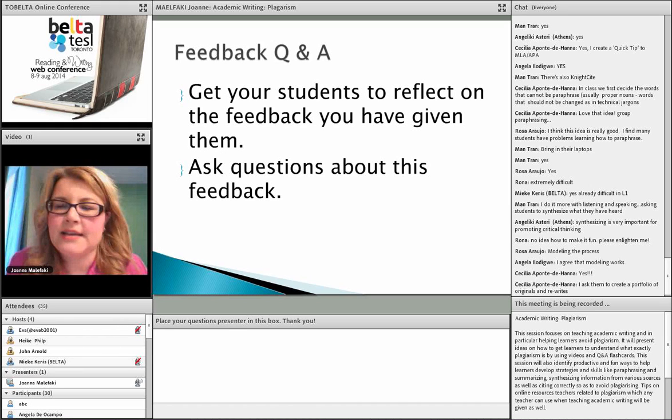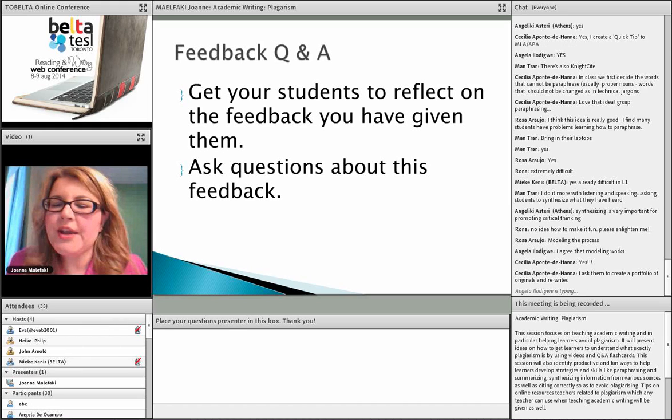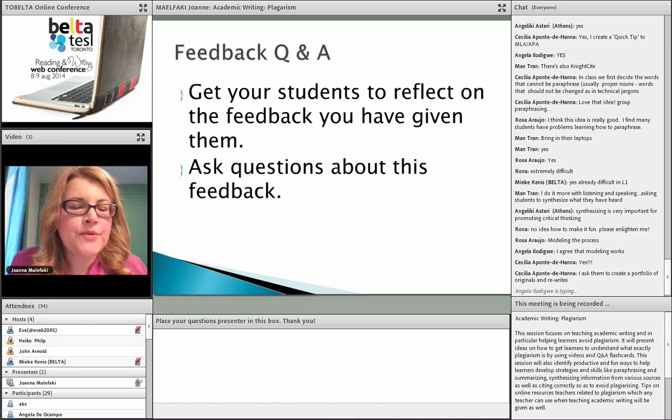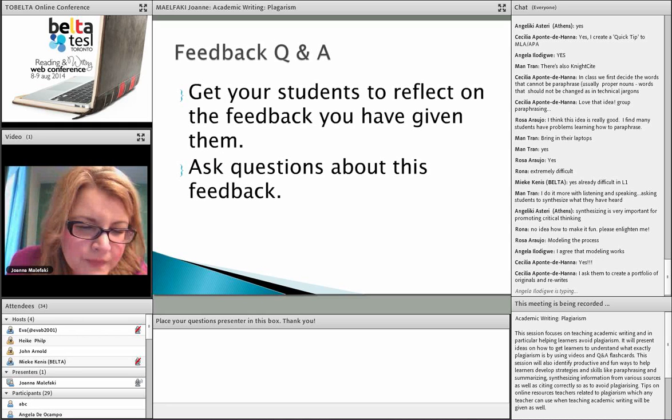Yep, that's a good idea. Recreating, making a portfolio of original and rewrites. That's a very good idea. Thanks, Cecilia. So, okay, moving on.